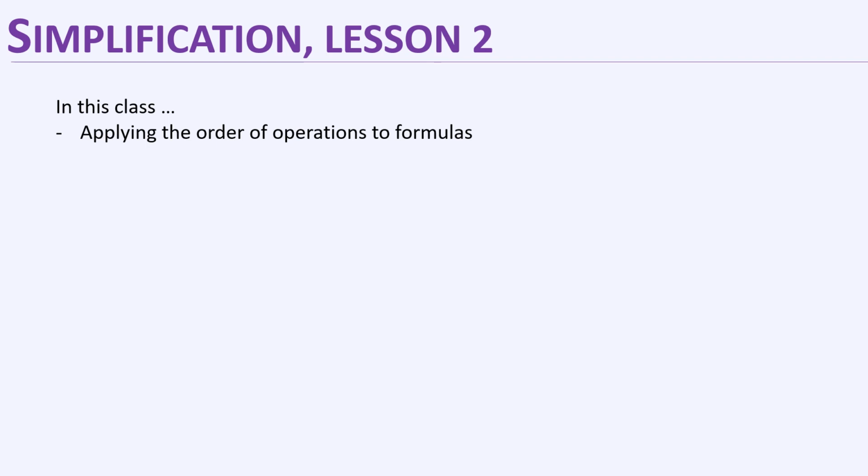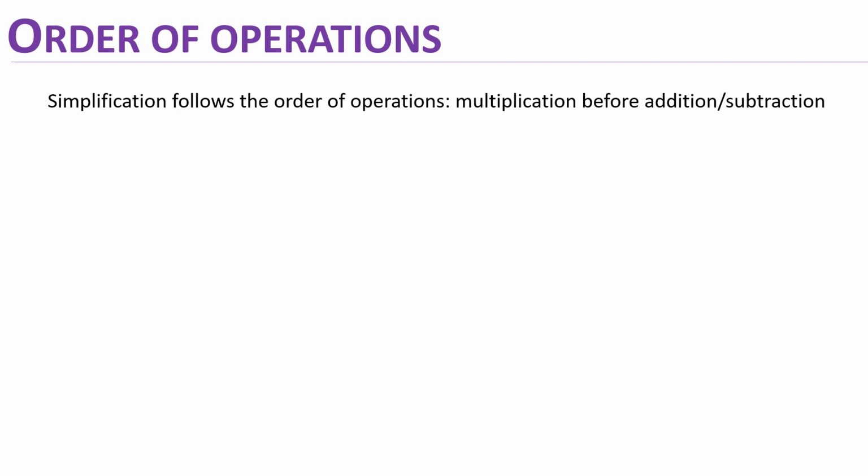In the previous video, we saw how adding, subtracting, and multiplying letters works. But of course, we can have formulas that combine two or more of these operations, and we need to know how to deal with those. And that is what this video is about. Luckily, the rules here are mostly what you would expect. Simplification follows the order of operations, which means that multiplication comes before addition or subtraction.